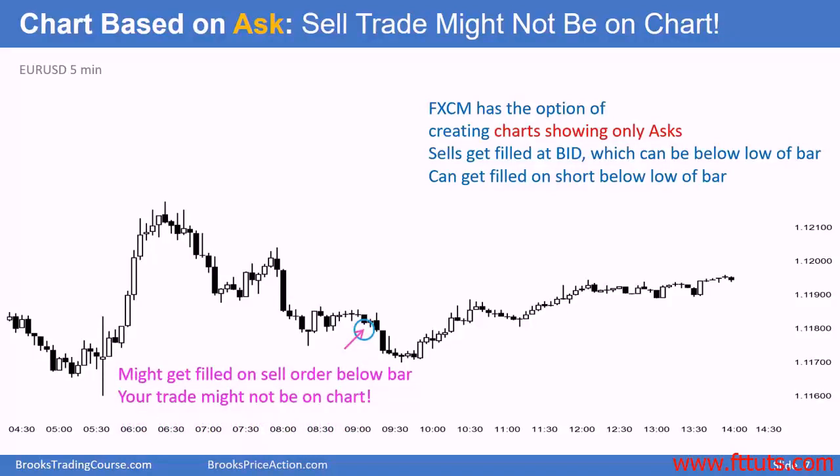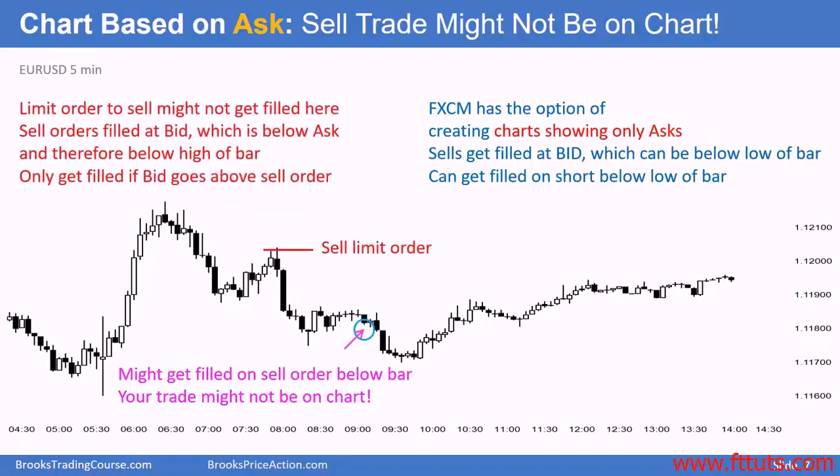So, for example, you could get filled selling below the low of this bar, and the bar never gets down to your price, even though the trade took place. This chart does not show trades, it only shows asks. And likewise, right here, let's say you place a limit order to sell, and the bar goes a little bit above your limit order. If that was a stock chart or a futures chart, you'd get filled. Your short order would be filled. However, sell orders are filled at the bid, which is below the ask, and therefore below the high of the bar. And you only get filled if the bid goes above the sell order.